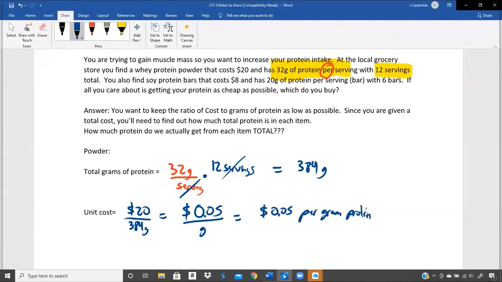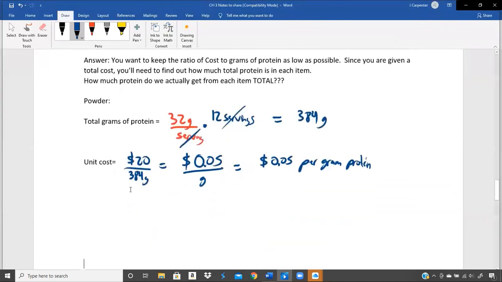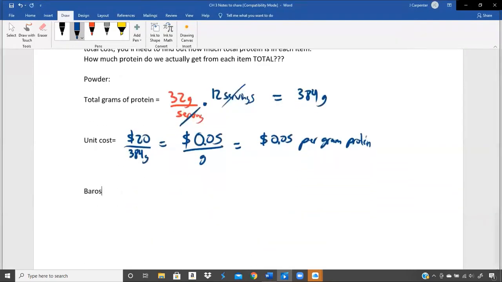So that protein powder, when you boil this thing down to just 1 gram of protein at a time, it's costing you about 5 cents per gram of protein. Well, now let's try out the bars. We got to find the total grams protein. And we already saw what to do, so we're just doing the same thing here. It was 20 grams per serving.